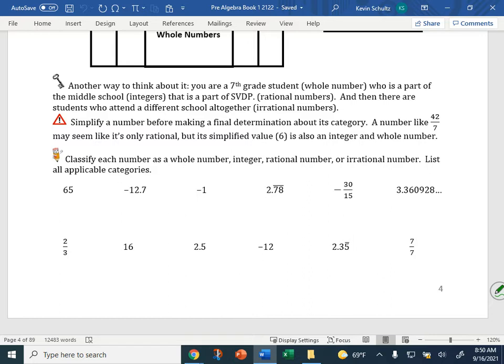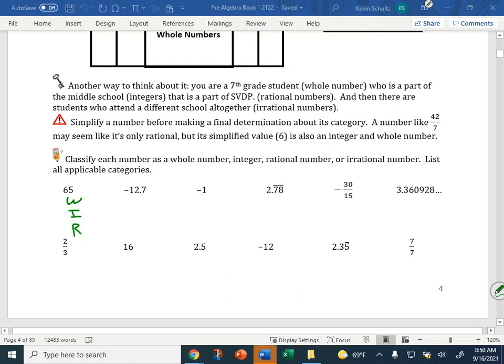65. Who would like to share all applicable categories for 65? Tony. It is whole, it's an integer, and it is rational. Okay, it's a positive number. That's not a decimal. It's all 3 of them. Okay. Kylie, negative 12.7. Rational only. It is a decimal, which automatically eliminates whole and integer. Those are both non-decimal values.